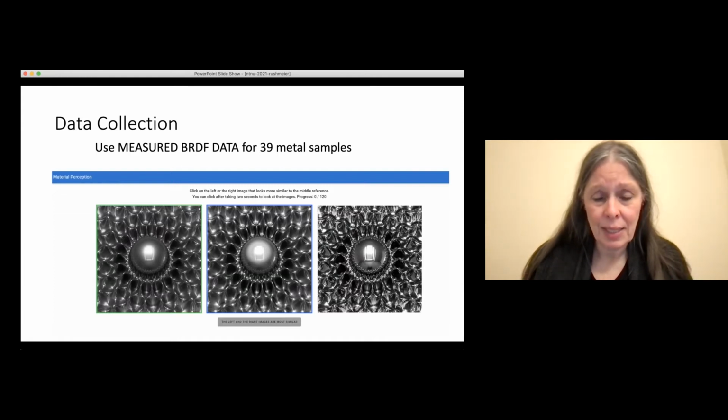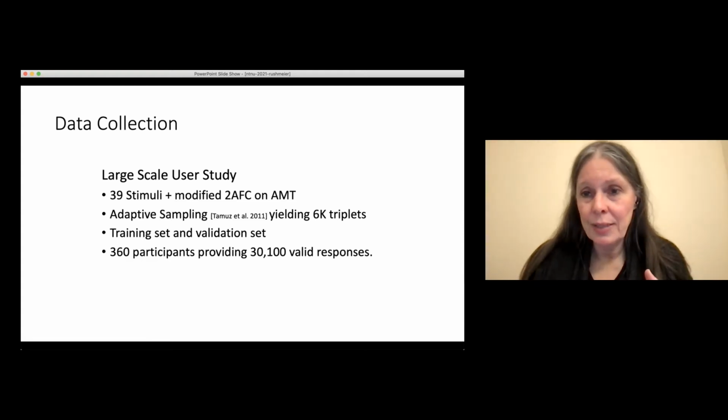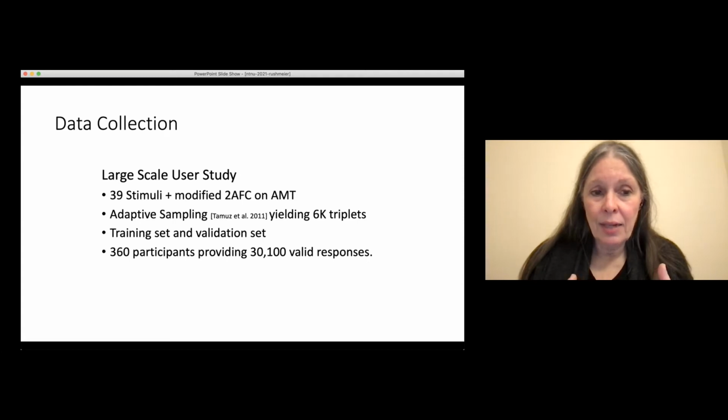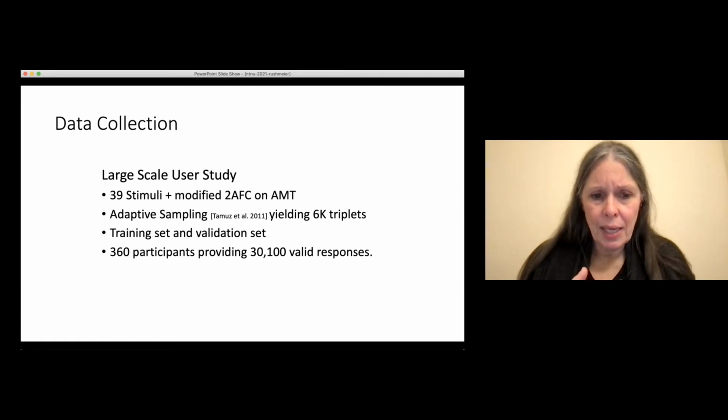And so this was the experiment we presented to people. There are 39 stimuli, and it was a modified two-alternative forced choice in that you picked which two out of the three looked most like each other. And out of 39, to thoroughly investigate the space, we used adaptive sampling to have a smaller number of triplets to examine. And of course, we used a training set and a validation set.